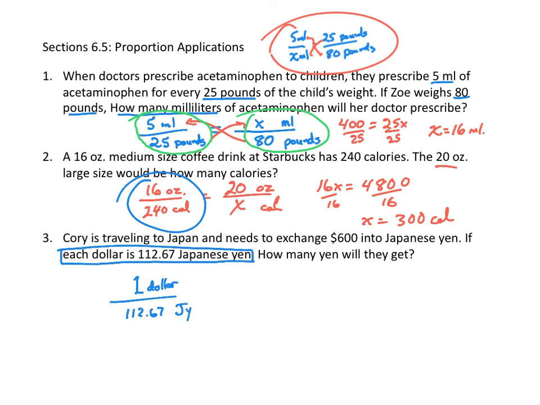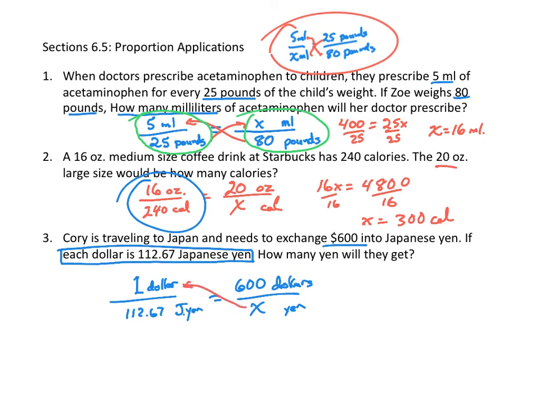There's probably a symbol for Japanese yen. I just don't know what it is. I'll just say J-yen. All right, now I put dollars over yen. So now I'm going to compare that with dollars and yen. Okay. So here I have $600, and I want to know how many Japanese yen, how many yen. There's my proportion. Now this one, when I cross multiply, I'm going to multiply x times 1.